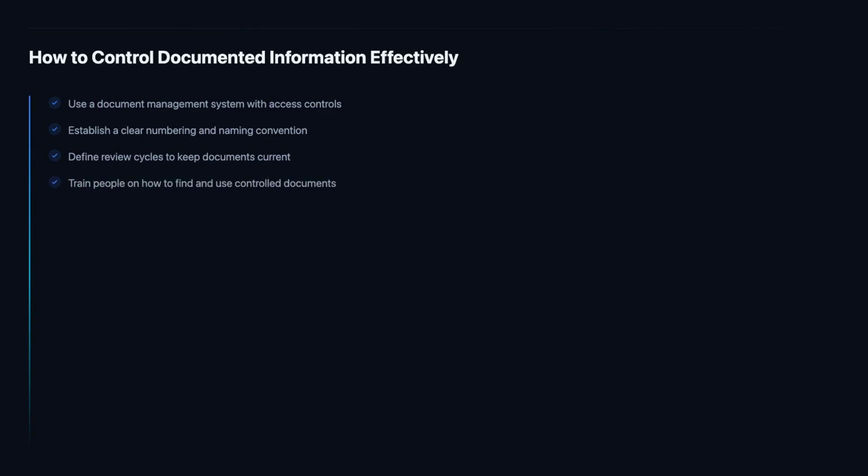The best document control system in the world fails if people do not know how to use it. We need to train everyone on where to find controlled documents, how to verify they are using the current version, what to do if they find an error, and how to request changes. This training should be part of the induction process for new employees and refreshed periodically.